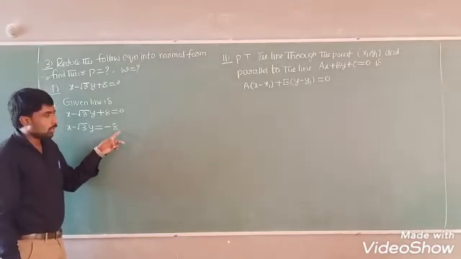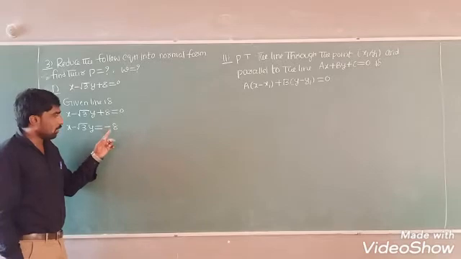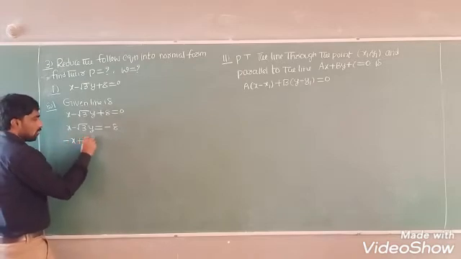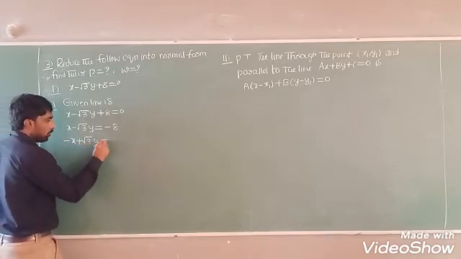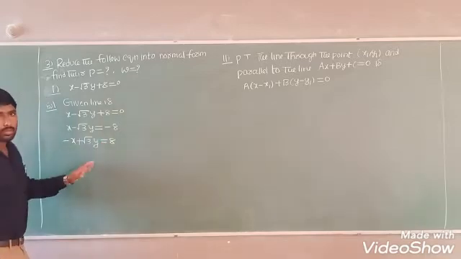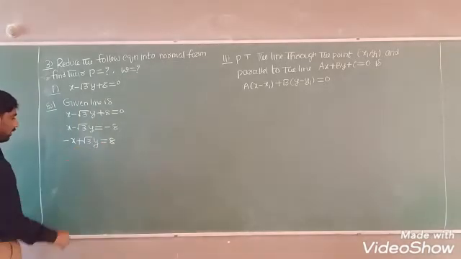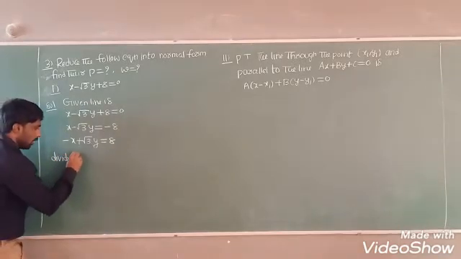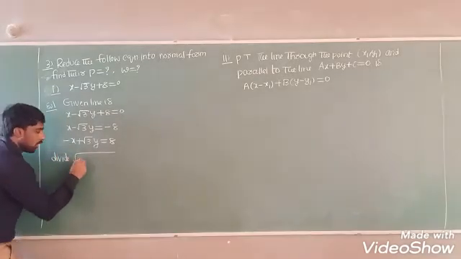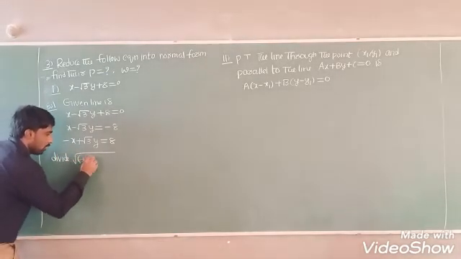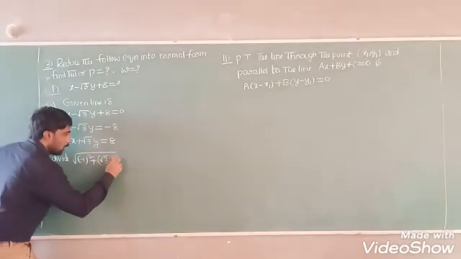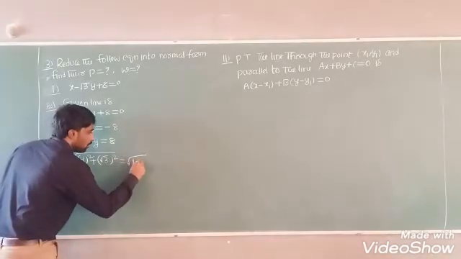Distance can never be negative, so this value can never be negative. That's why if I multiply by minus inside, I will get minus x plus root 3y equal to 8. This I have to convert into normal form. You have to divide by the square root of the sum of squares: x coefficient is minus 1, whole square, plus y coefficient root 3, whole square. So I get the square root of 1 plus 3.